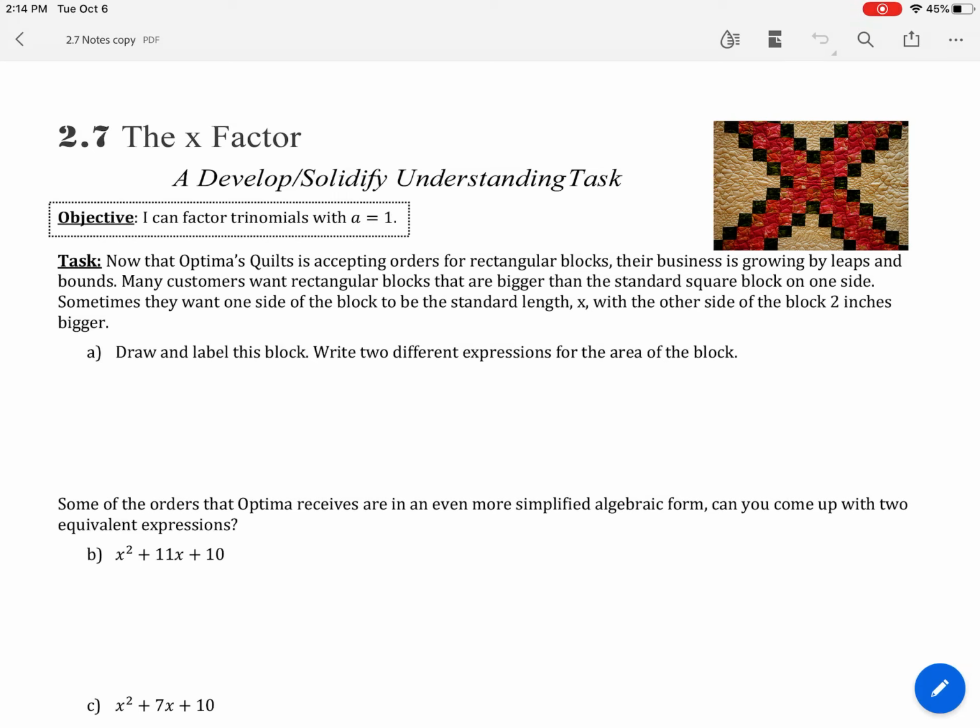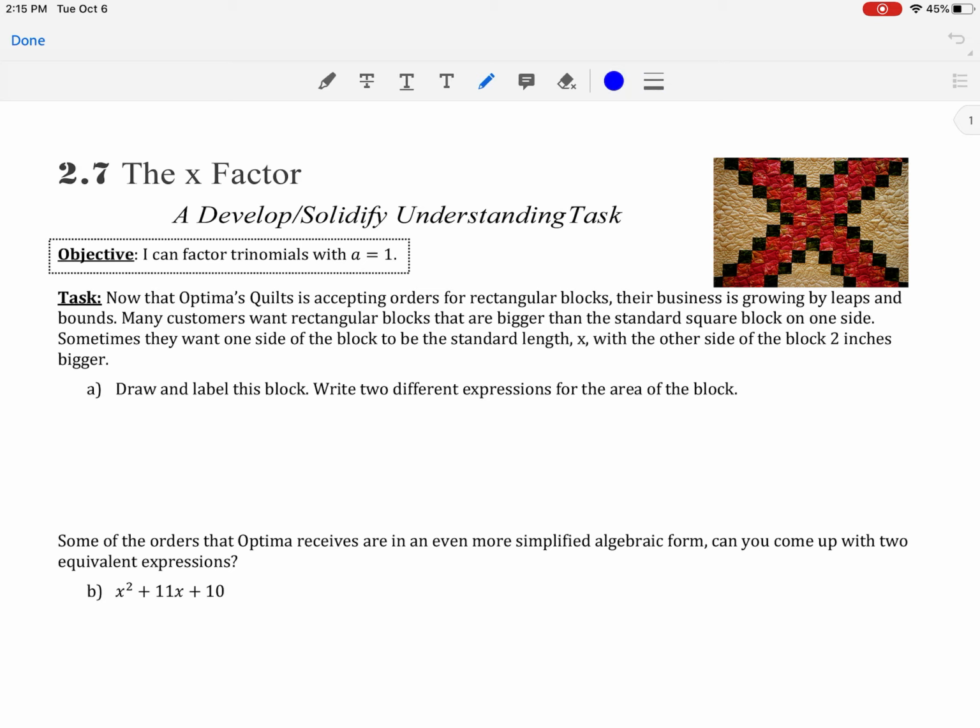Our goal for this section 2.7, the x factor, is that we can factor trinomials with a equals 1. And what that means is, if you remember looking at quadratic equations in standard form, they are given in the form of ax squared plus bx plus c. So we are looking at trinomials, meaning they have three terms. We have a polynomial with three terms, and then this number up here is going to equal 1.